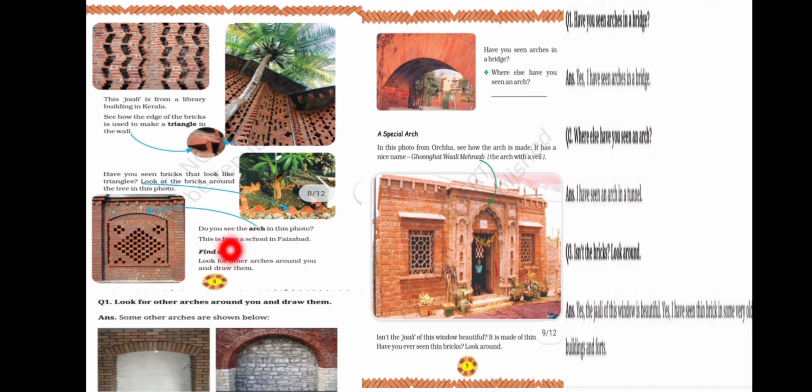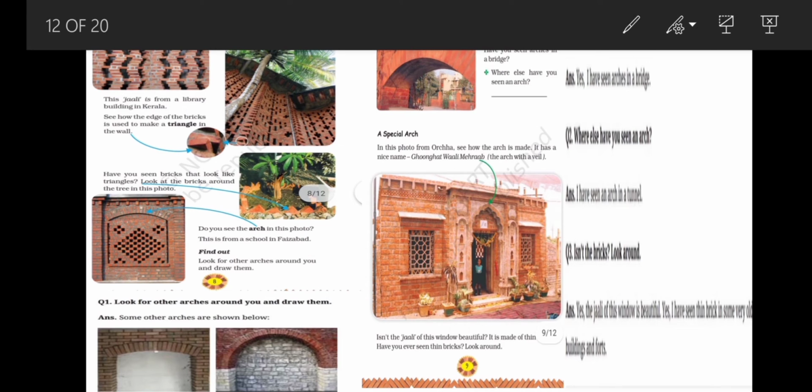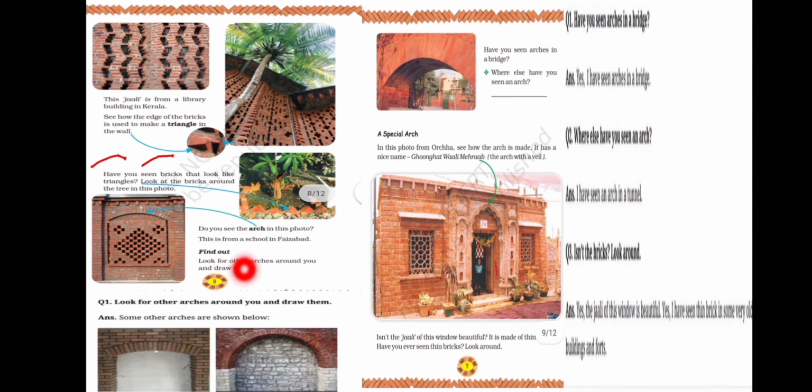Now we will discuss the arc. What is an arc? An arc is a curved structure, a definite portion of a curved structure. This is known as an arc. So, do you see the arc in the photos? Yes, we can see the arc. This is an arc because this one is a curved structure. This is the real picture from the school which is situated in Faizabad. Here, find out, look for other arcs around you and draw them.